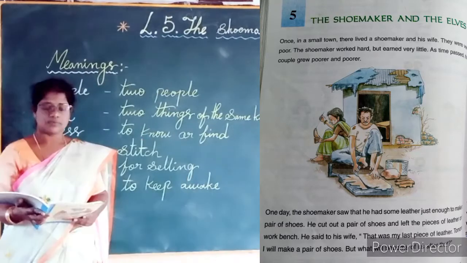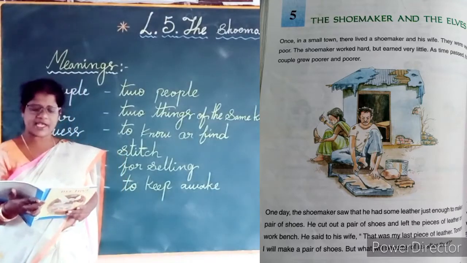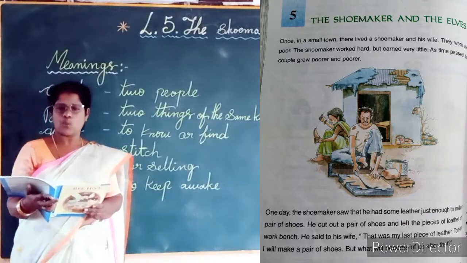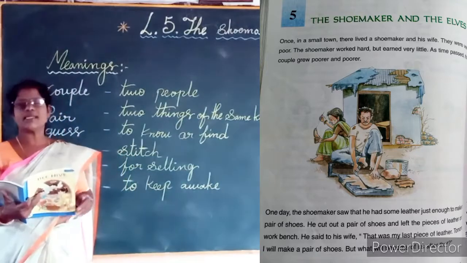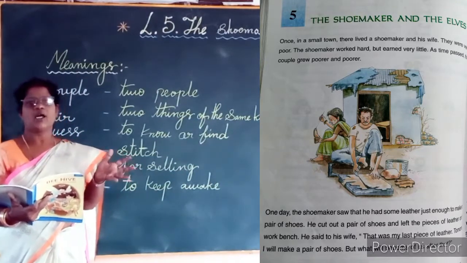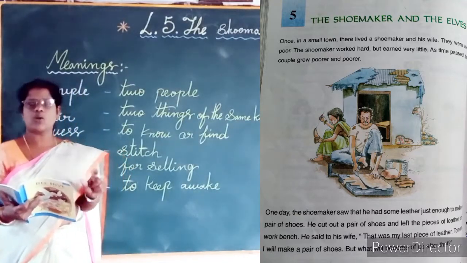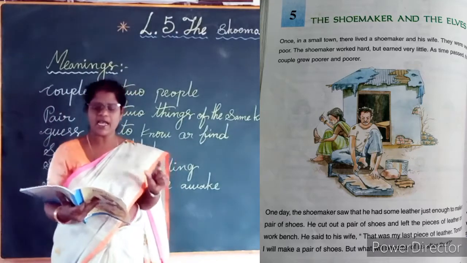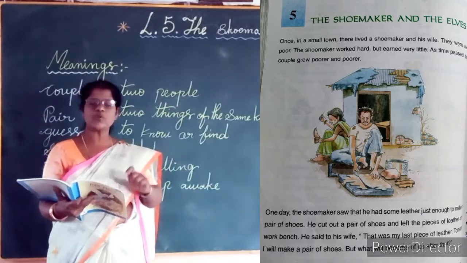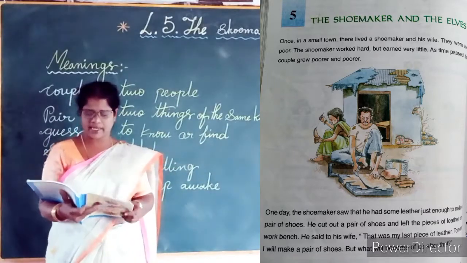Once, in a small town, there lived a shoemaker and his wife. Small town means somewhat like a rural area. A husband and wife used to live there. They used to mend the shoes. He is called the shoemaker.